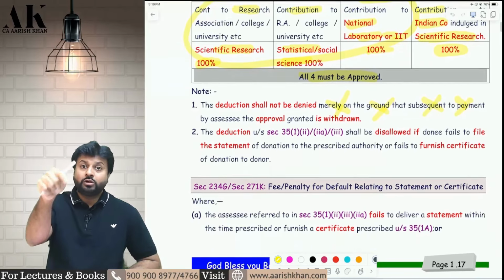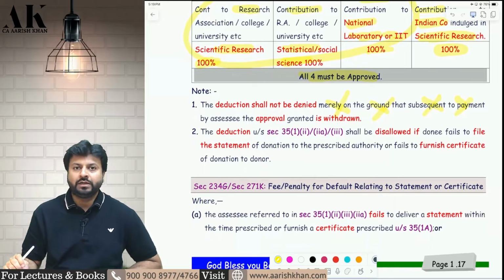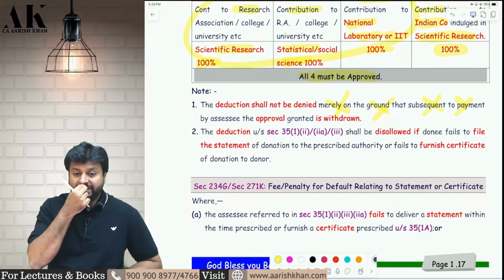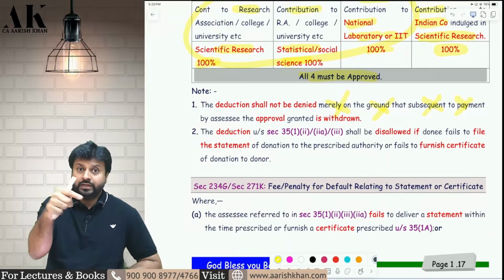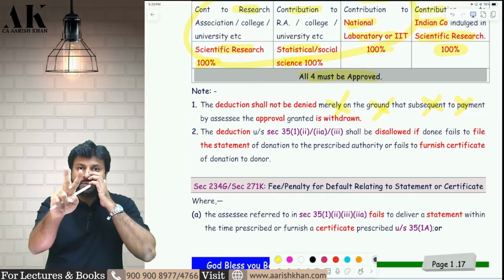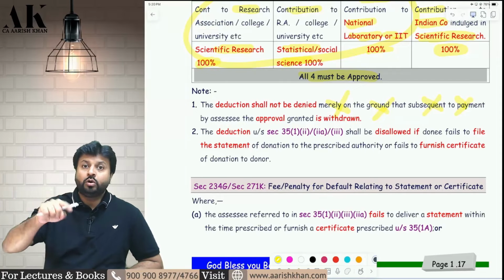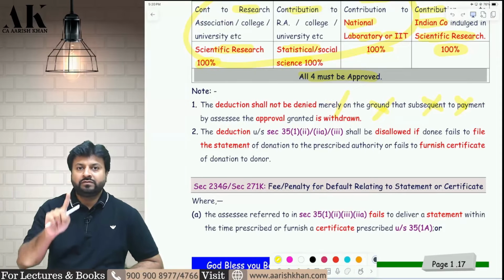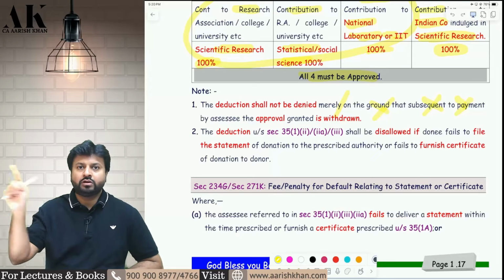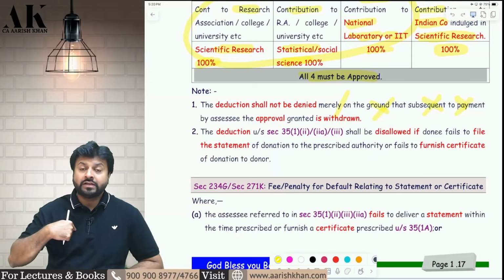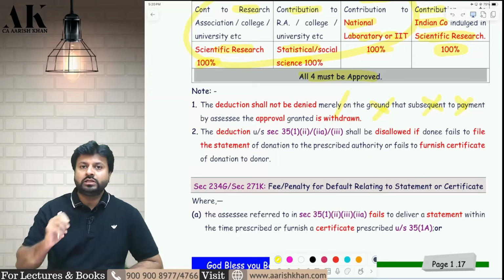Next point. Now, the donee has been given responsibility by the government. Listen carefully. I am the donor. You are the donee. First, the donee has to give a statement to the government of India about who all have given donations to them. So, the first requirement is that the donee has to give a statement to the government of India. Second, the donee has to give a certificate to the donor. The donee has to do these two things.